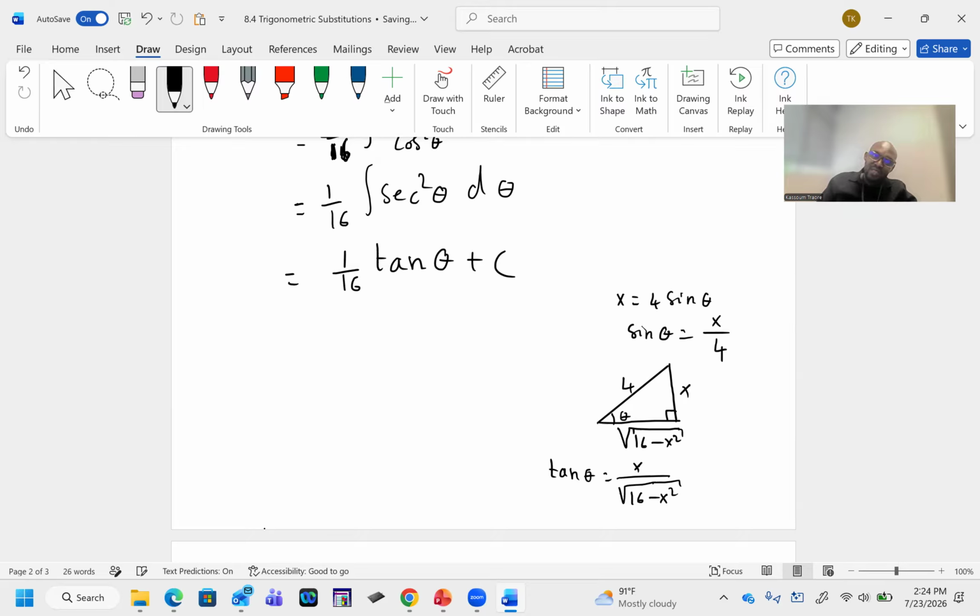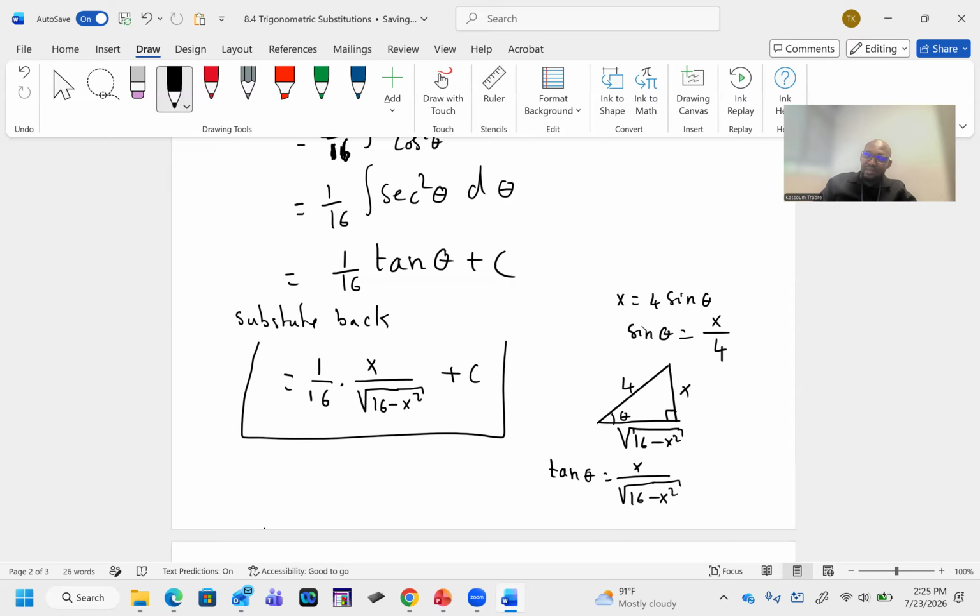So I will substitute back. My final answer will be 1 over 16 times x divided by square root of 16 minus x squared plus c. And that's it. That will be my final answer.